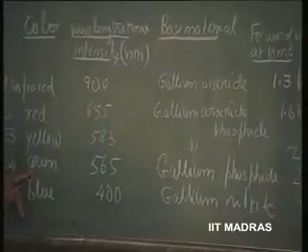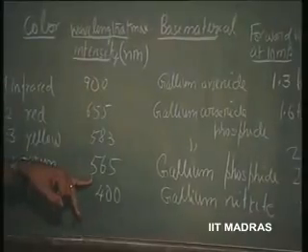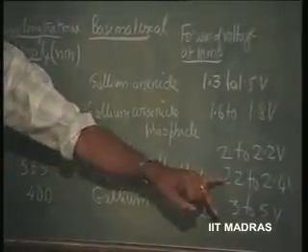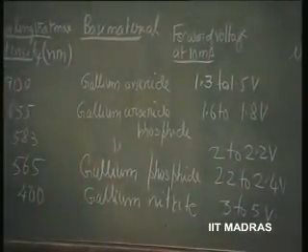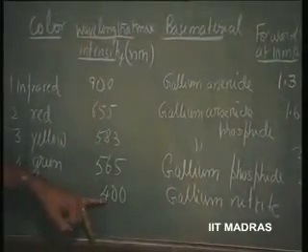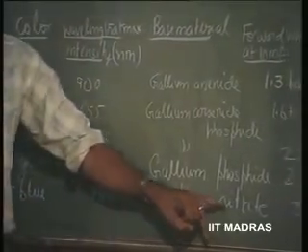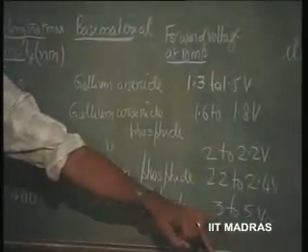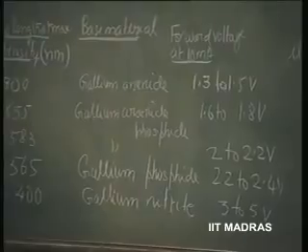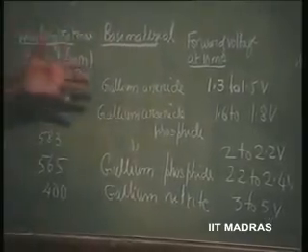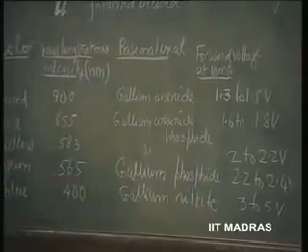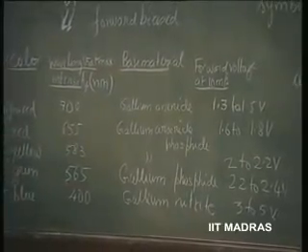Green color, 565 nanometers, gallium phosphide now, 2.2 to 2.4 volts forward voltage. Blue color, 400 nanometers wavelength, gallium nitride is the material, and 3 to 5 volts is the forward voltage. So you should know these typical values for different colors so as to design a circuit to bias this so as to emit light.